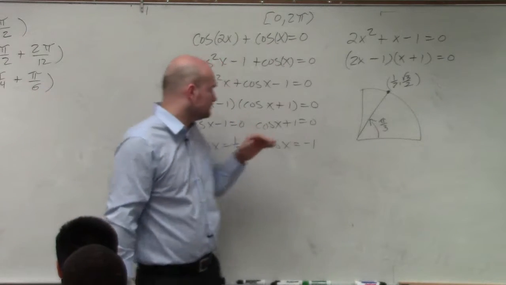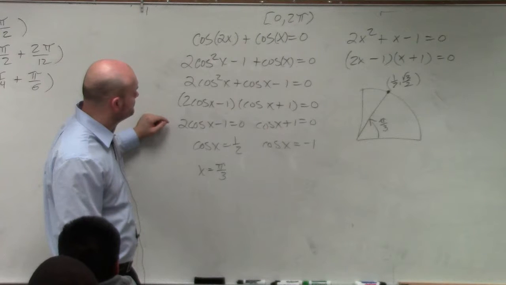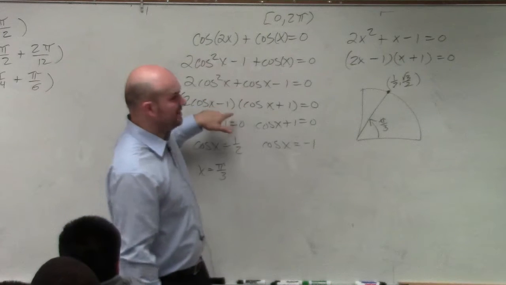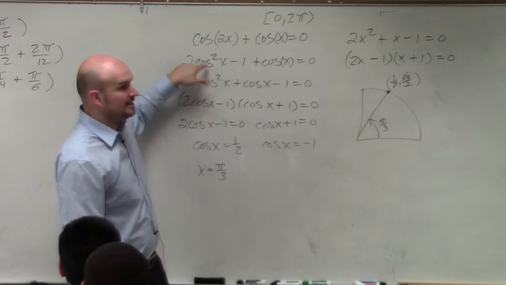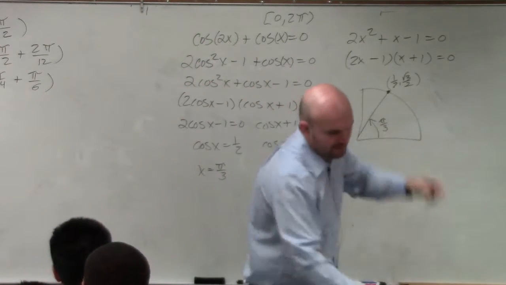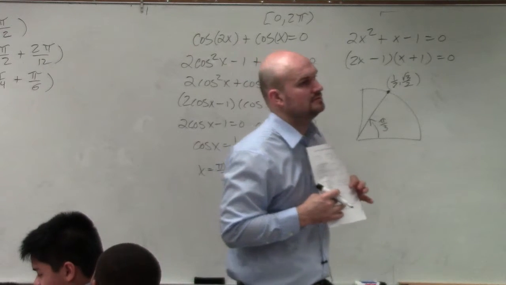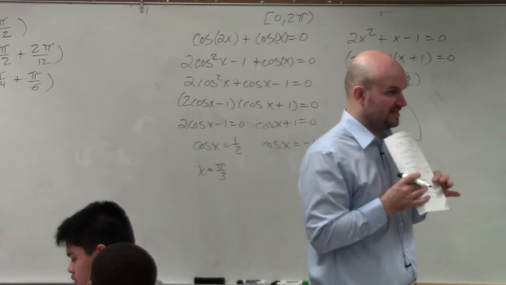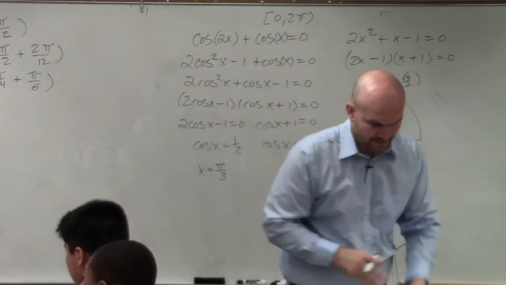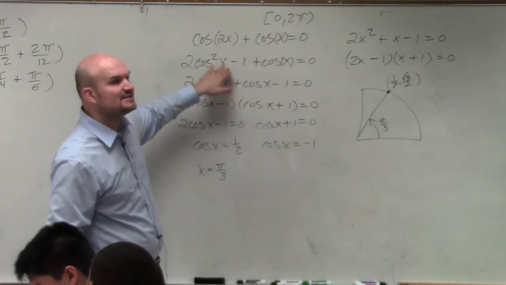Yes? How come cosine 2x turned into 2 cosine squared of x? Oh, wait, no. You mean from here to here? No, the first step. First and second. Oh, from here to here? Yeah. I used my double angle formula, which is provided to you. It's the second one for cosine, cosine of 2u. Oh, I see. Okay. So I didn't use the first one. I used the second one because I knew that was going to help me with factoring.